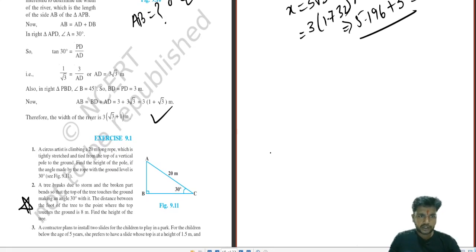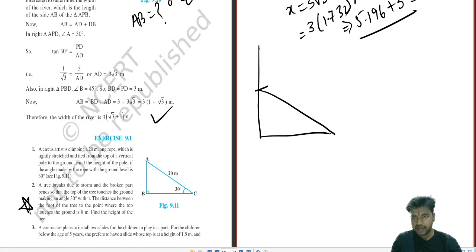A tree breaks due to a storm and the broken part bends so that the top of the tree touches the ground, making an angle of 30 degrees. This is a tree, this breaks down from here and falls on the ground, making an angle of 30 degrees. This is the whole tree.